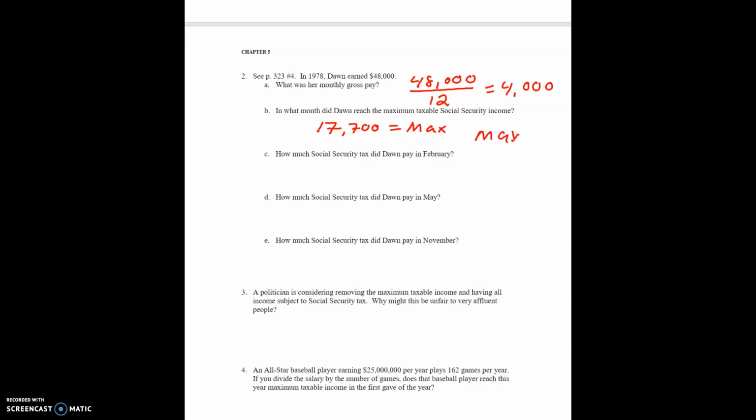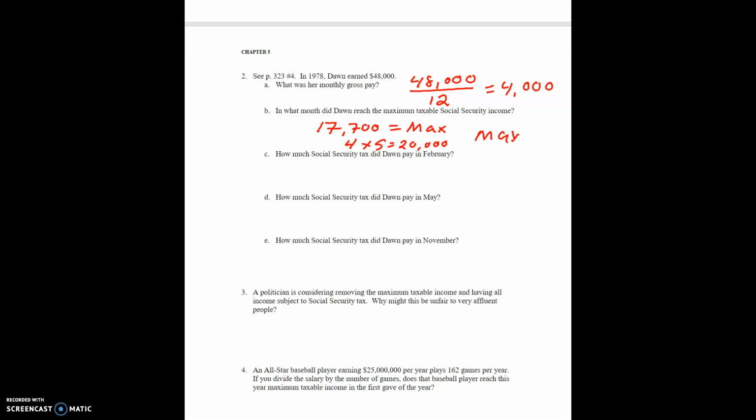Right? And how you do that is each month is 4,000. So 4,000, and May is your 5th month. So 4 times 5 gives you $20,000. If you did 4 times 4, that would be 16,000. That's still not at your maximum back in 1978.